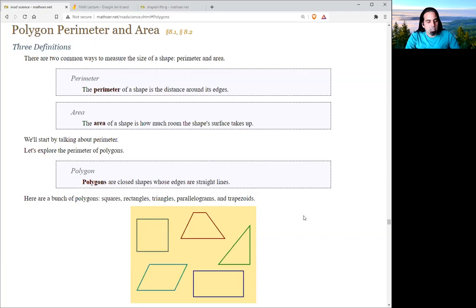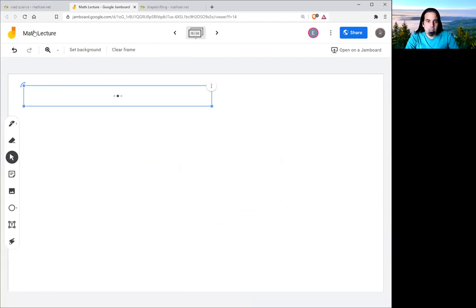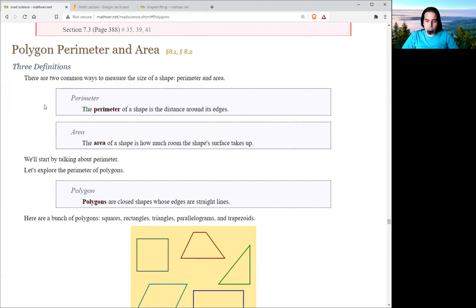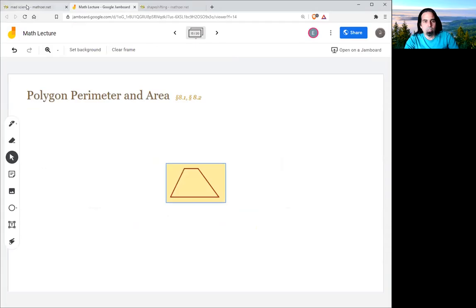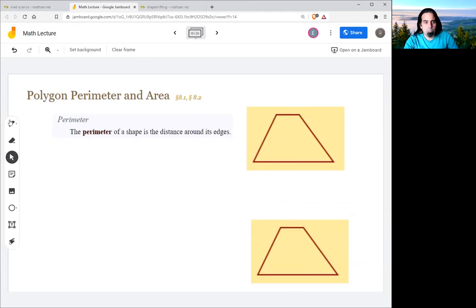Well, let's get started. So if I'm wondering how big something is, then I can talk about perimeter and area as two different ways to measure how big something is. Perimeter is how far a distance goes around the edges. So if I have a shape and I want to find the perimeter, then I pretend I'm an ant and I walk around it. So perimeter is something that you often would want to measure with string.